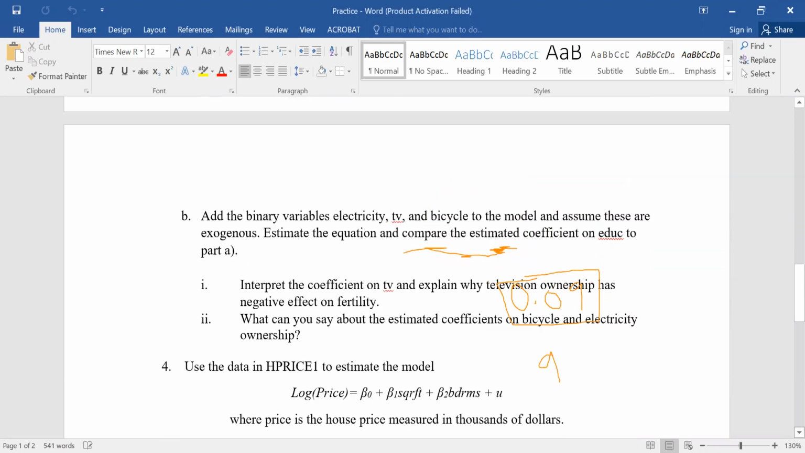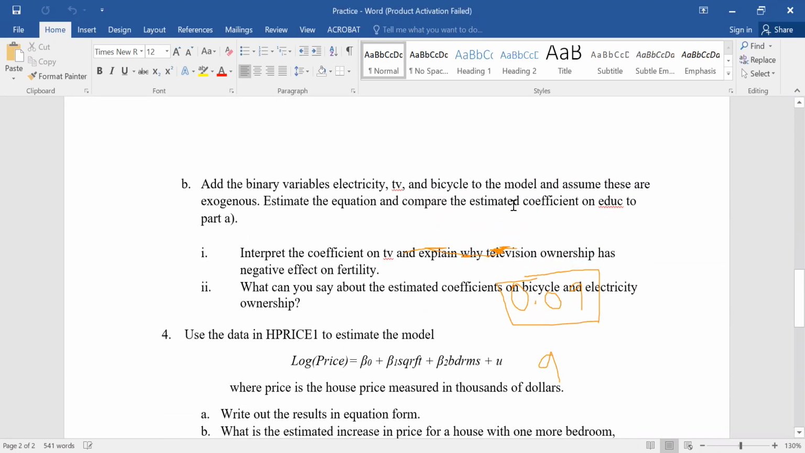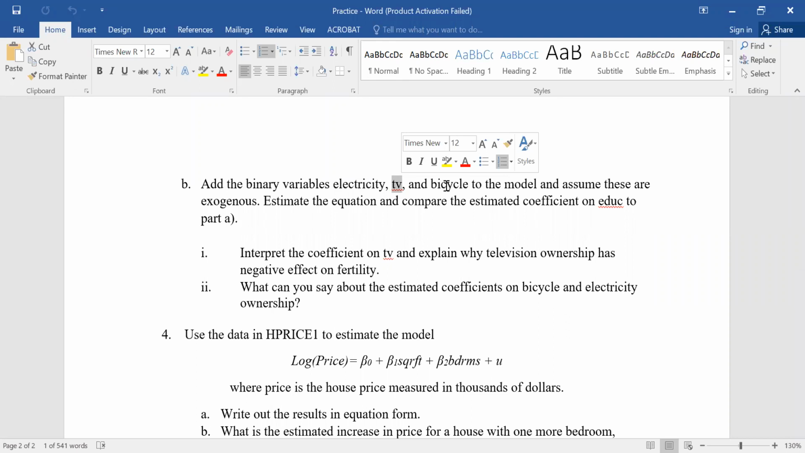Yes, sir. So let's look at the last bit here. We are asked to add binary variables, electricity. So whether a house has electricity or not is what? A dummy variable, yes or no. Whether a household owns a TV or bicycle, these are not quantities. We just treat them as qualitative. So you create a dummy variable, yes or no. We are supposed to add them.